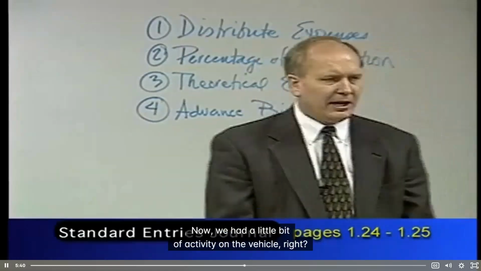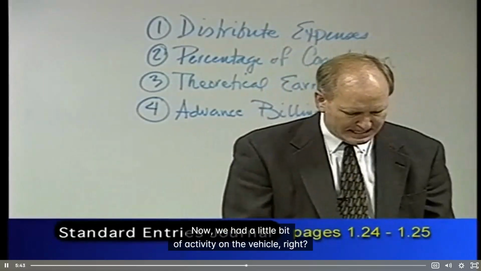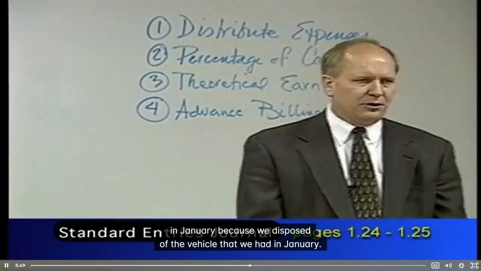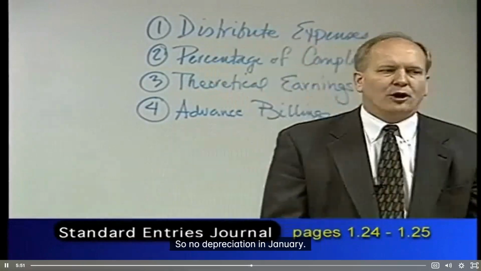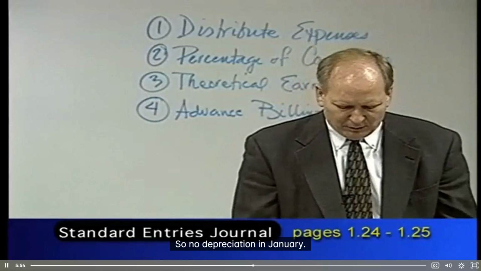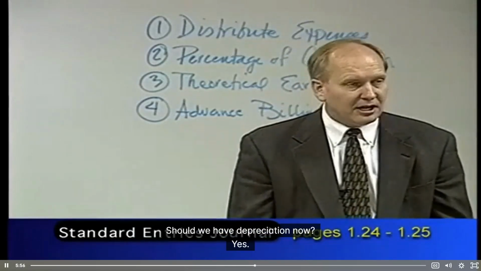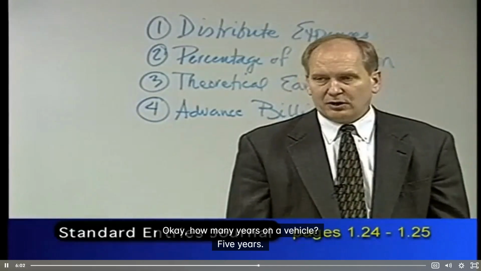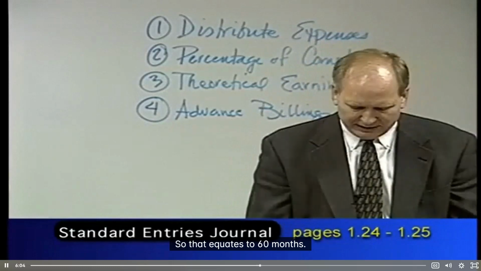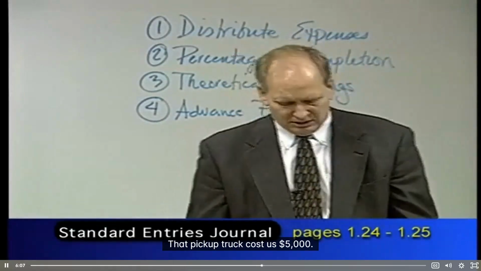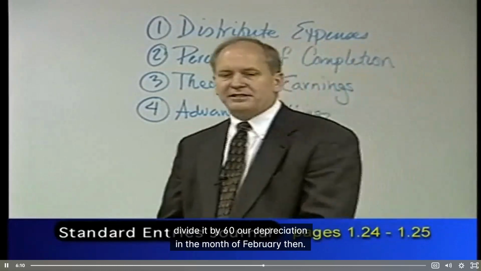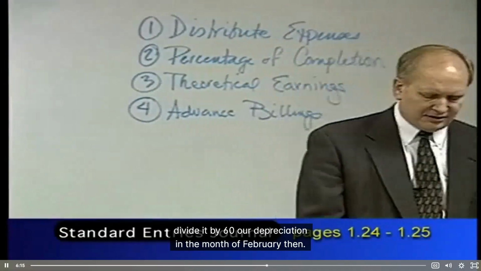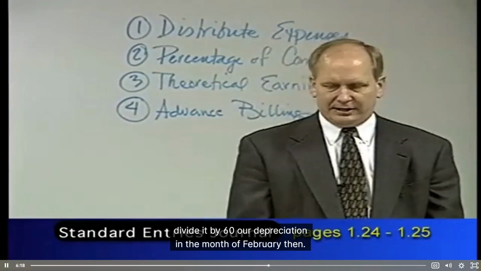Let's go to vehicle depreciation. Now, we had a little bit of activity on the vehicle, right? We didn't make any depreciation entry in January because we disposed of the vehicle that we had in January. So no depreciation in January, but what about February? Should we have depreciation now? Yes. Okay. How many years on a vehicle? 5 years, so that equates to 60 months. That pickup truck cost us $5,000. So we're going to take 5,000, divide it by 60. $83.33 is our depreciation in the month of February then.